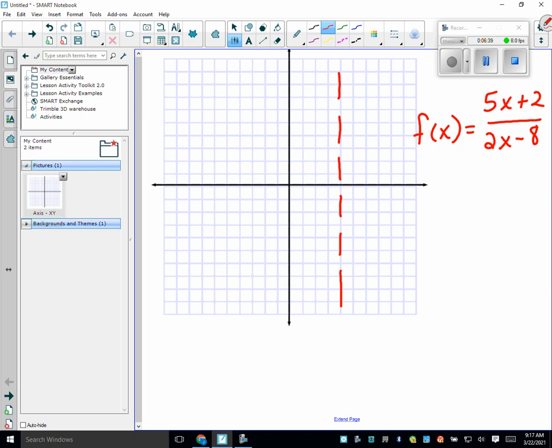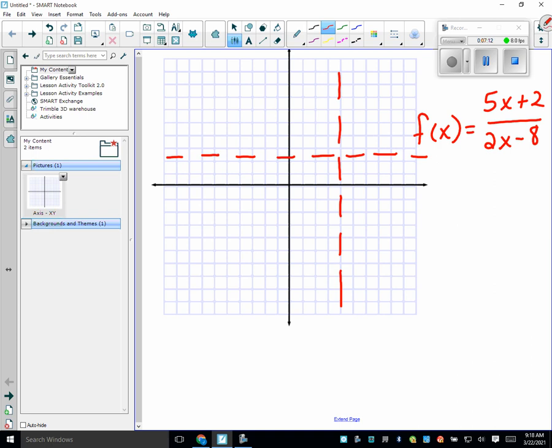Does it have a horizontal asymptote? Where? Y equals 5 halves. It's what's in front of the x's. The degree is 1. You were correct. Y equals 5 halves. So it looks like this.